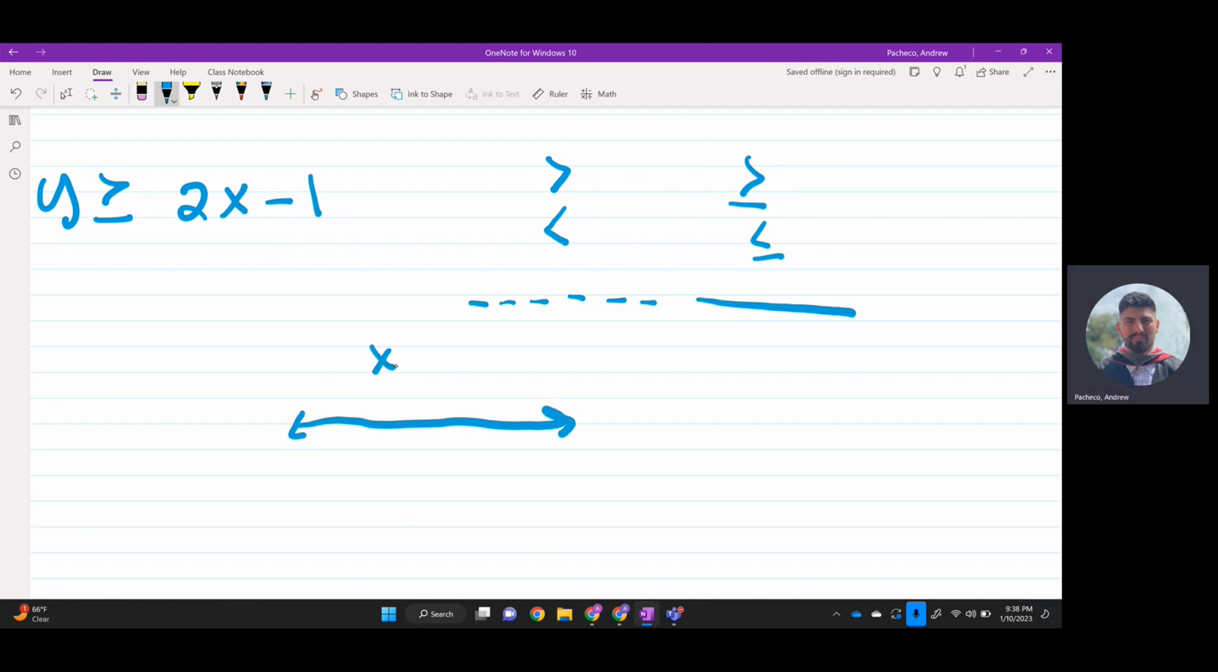If I have x is greater than 1, so if x is greater than 1, we're going to start at 1. But if I plug in 1 for x, 1 is not greater than 1. It's the same, but it's not. That's false.